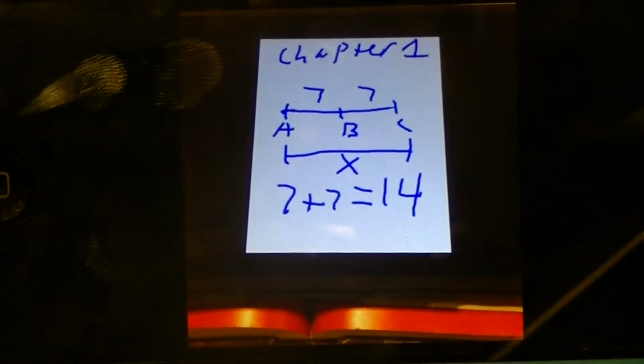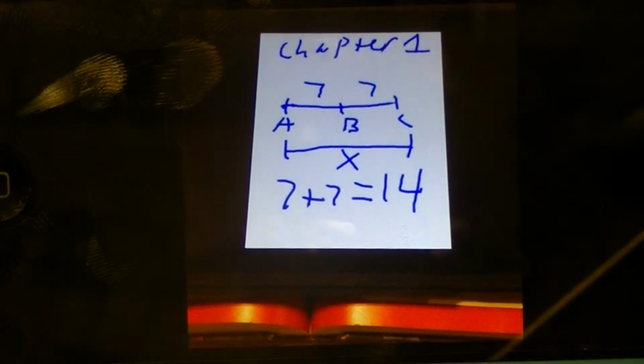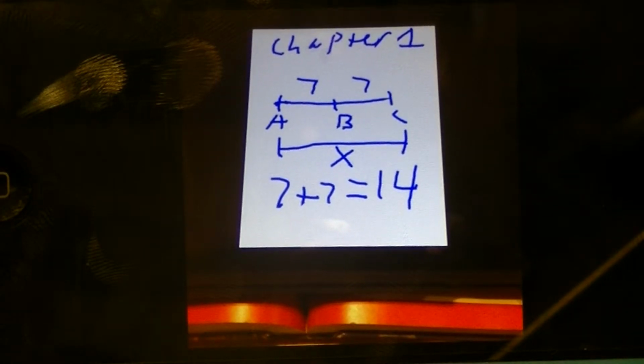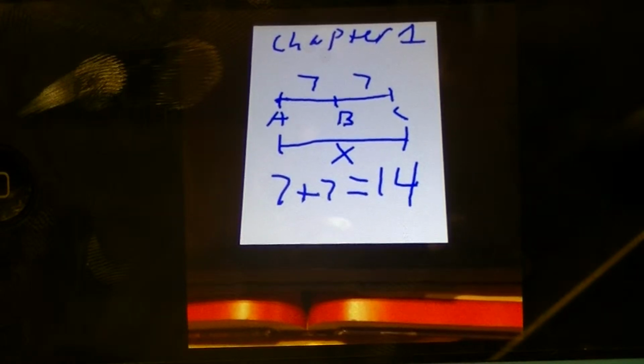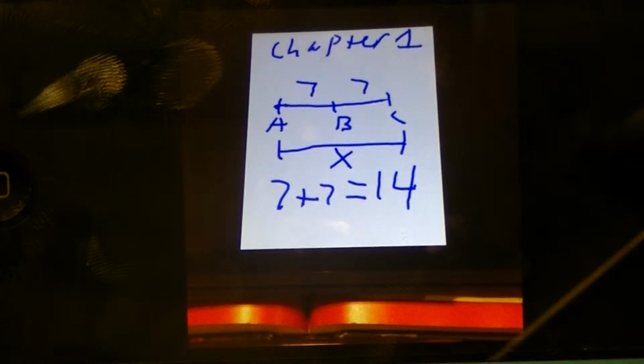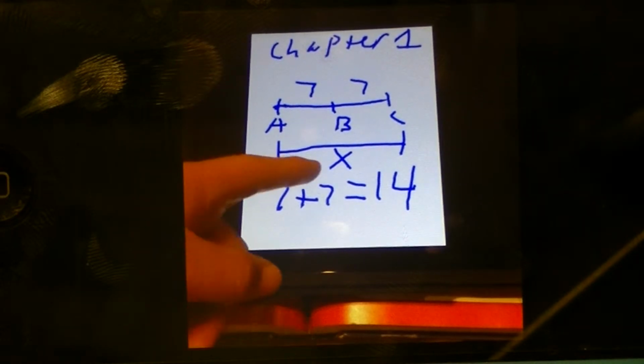In this chapter, you will understand how to describe geometric figures, measure them, and be able to understand congruence and equality. In this picture, it shows the segment addition postulate. It shows AB plus BC, and it equals 14, which is the length of X.